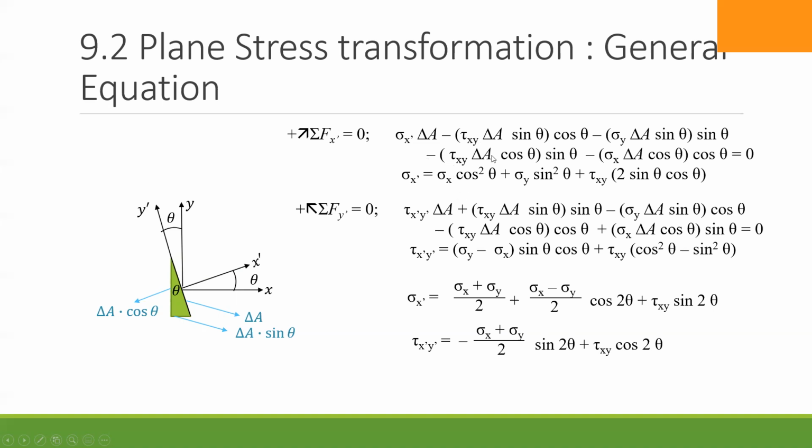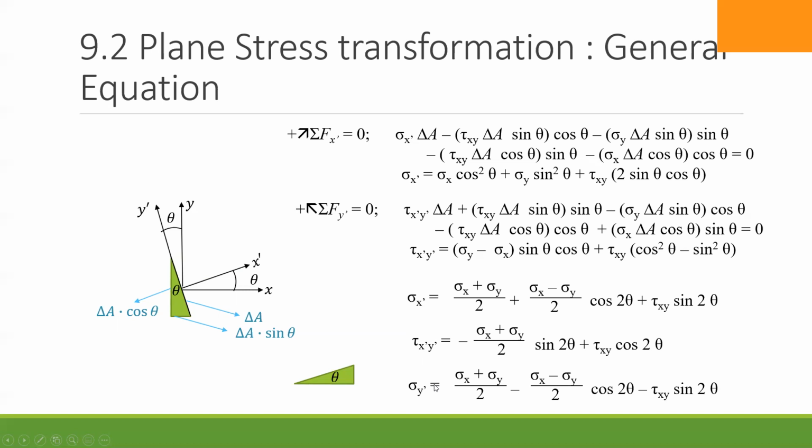After summarizing these equations and solving the equation system, we obtain two values. Sigma x prime is equal to (sigma x plus sigma y) divided by 2, plus (sigma x minus sigma y) divided by 2 times cosine 2 theta, plus tau xy times sine 2 theta. Tau x prime y prime is given like this. We don't need to memorize these, I just want to show how we can obtain these two equations. Also sigma y prime is missing in the calculation. In order to get sigma y prime, I'm taking another triangle, by using this.